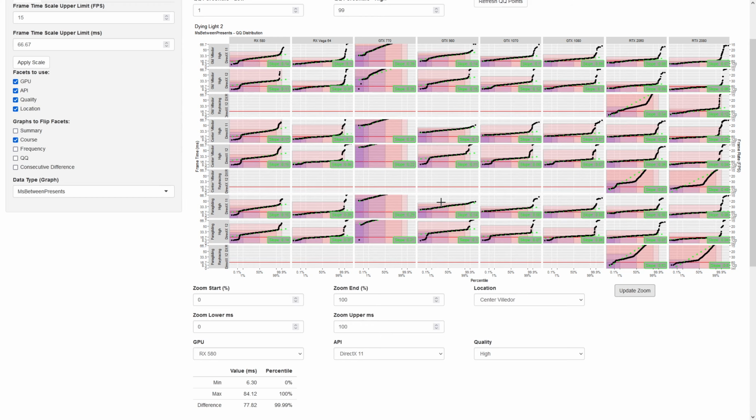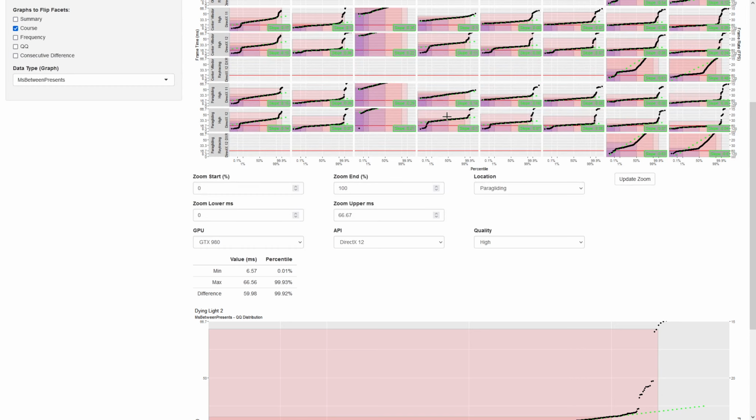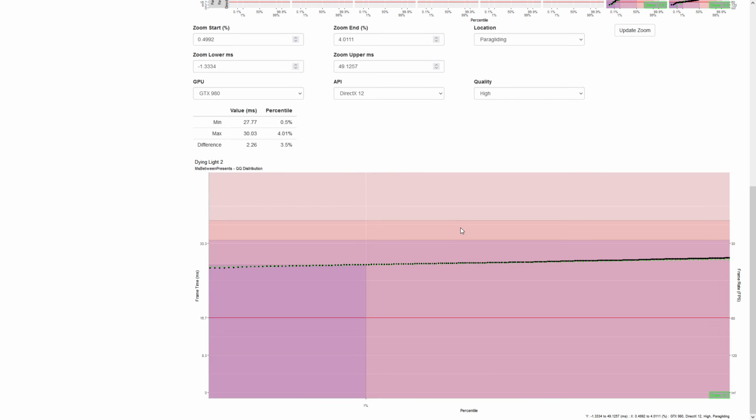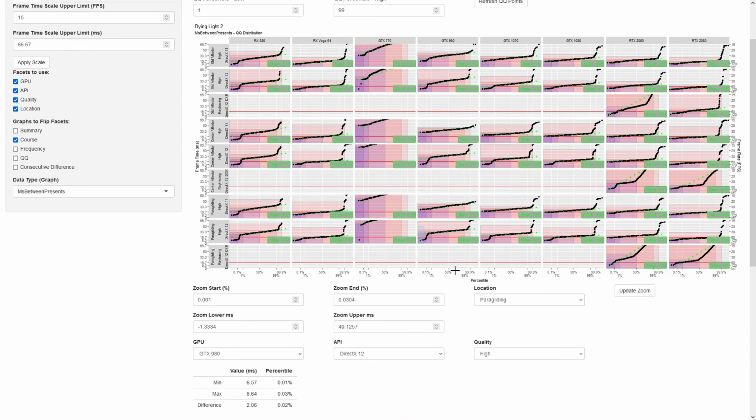Actually, let me do this. I'm just going to use this one because it's near here. I want to just show how nonlinear this is, so I do that. This is 3.5% of the data that we're looking at here. It is now 0.2%.